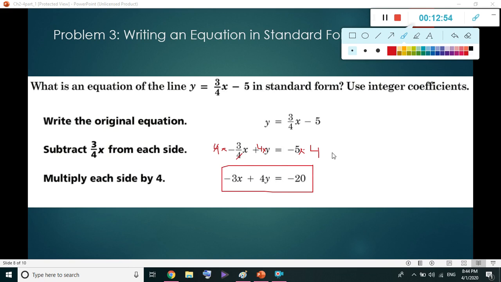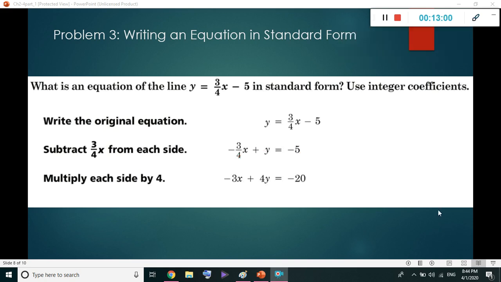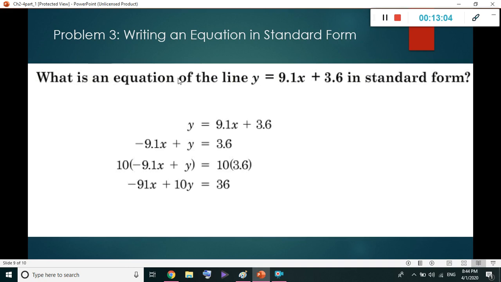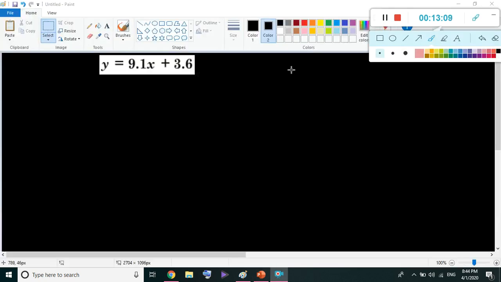Okay, so this is the third form we have. Let's see if we have other examples here. Yes, what is an equation of the line? Okay, in the standard form. Okay, so let's solve this. Okay, so we're going to change this into ax plus by equals c.